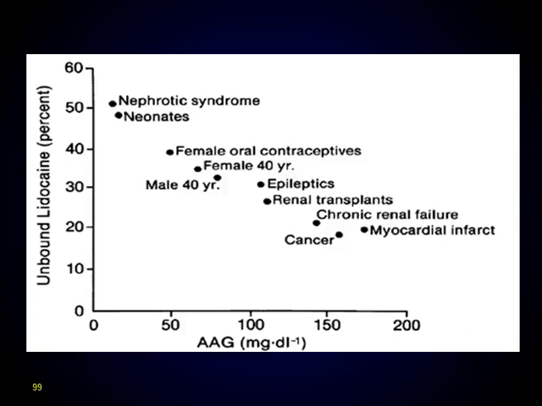So, what are some disease processes that can cause you to increase your free fraction of drug? Well, nephrotic syndrome. Okay, got it. Neonates, all right, got it. Myocardial infarction will actually cause more drug to be bound. What do you know about alpha-1 acid glycoprotein, since we're talking about it? When does it rear its ugly head? Inflammatory states. In states of stress and inflammation.